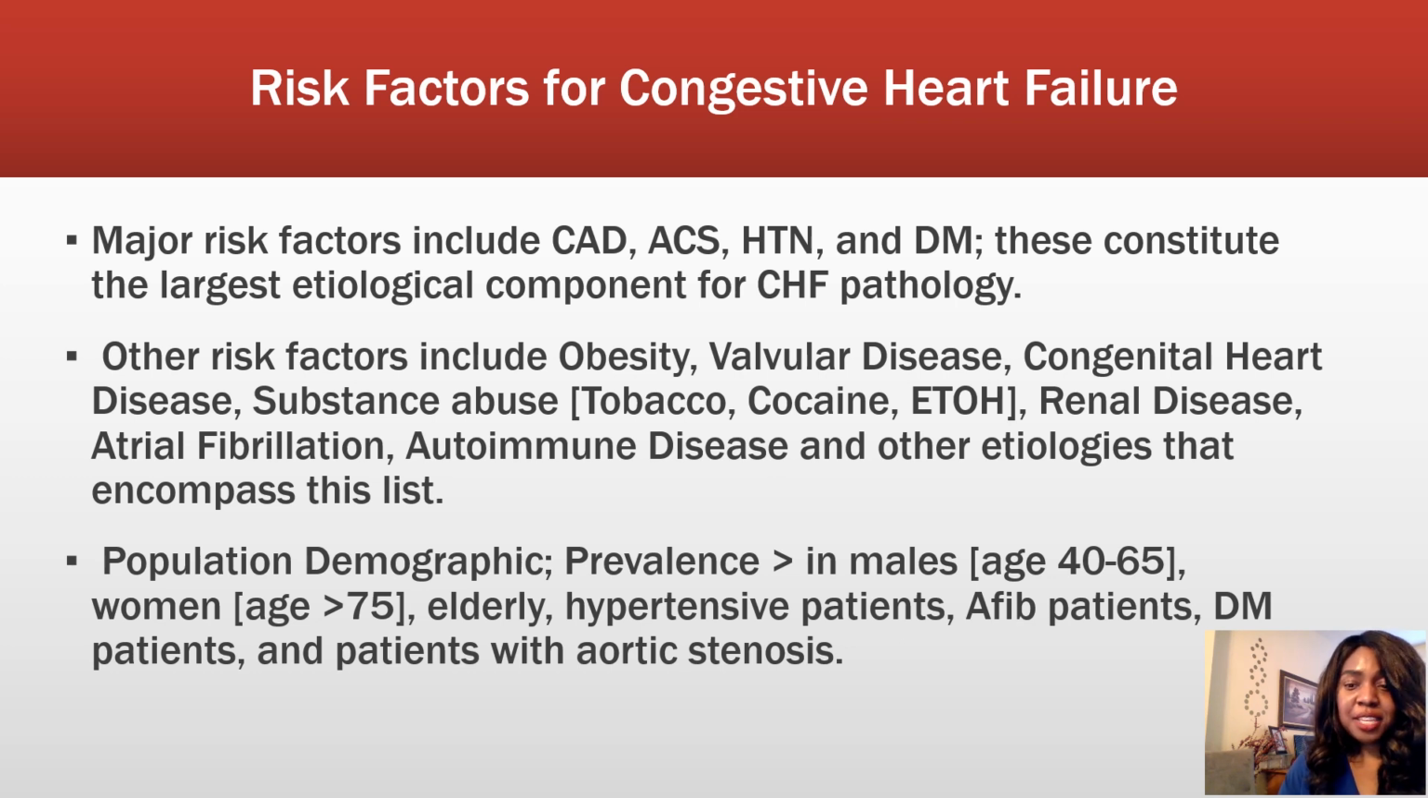Population demographics include the following. Prevalence is greater in males aged 40 to 65. Prevalence is also greater in women aged greater than 75 years of age. In elderly, hypertensive patients, AFib patients, diabetic patients, and patients with aortic stenosis. And with aortic stenosis, it is also important to note that once they start having symptoms of heart failure, that is considered critical aortic stenosis, and they require immediate intervention.